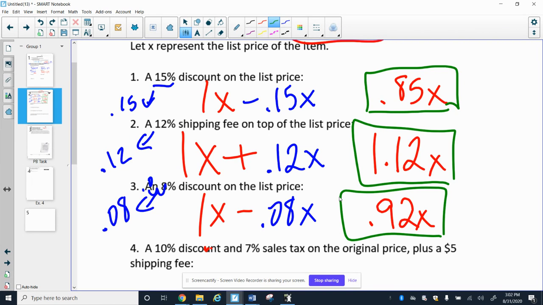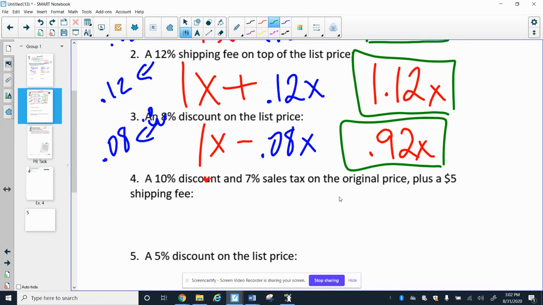All right, more complicated one. So now putting it all together. Okay, so it says we have a 10% discount and a 7% sales tax on our original list price, plus a $5 shipping. Okay, that just ramped up pretty quick. Okay, so we got to start with our original list price. Okay, so we're going to start with our X. Okay, so that's what it was originally costing.